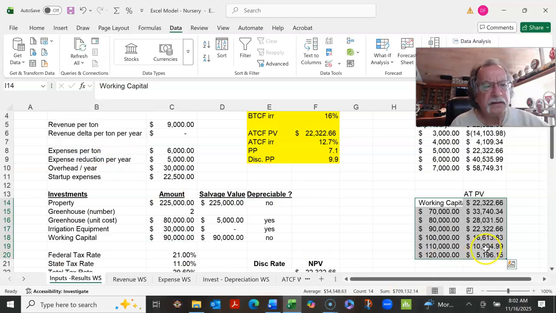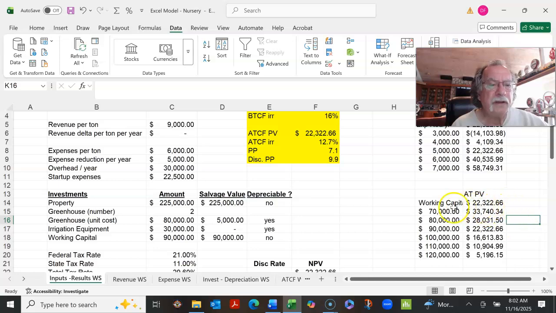And what this tells us is that if we are able to run this company on less cash, from $90,000 to $70,000, we increase our present value by almost 50%, from 22 to 33. On the other hand, if it takes more money to run the company, we almost completely eliminate our present value. And then what we can do is take these tables and put them together in charts.